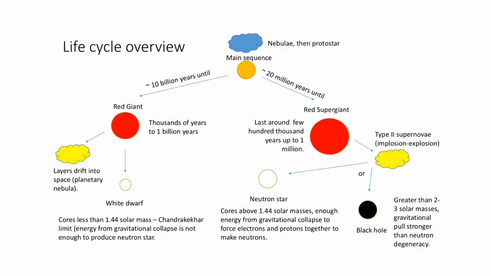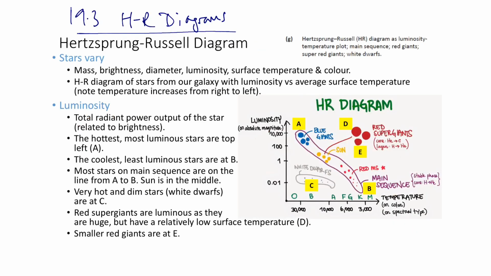So last lesson we looked at the life cycle of different stars and the different routes that they may take. Whereas what we're looking at today are how they compare with their luminosity, and we'll talk about what that means, and also their temperature. And what we see is they sit quite nicely when you look at those two areas.